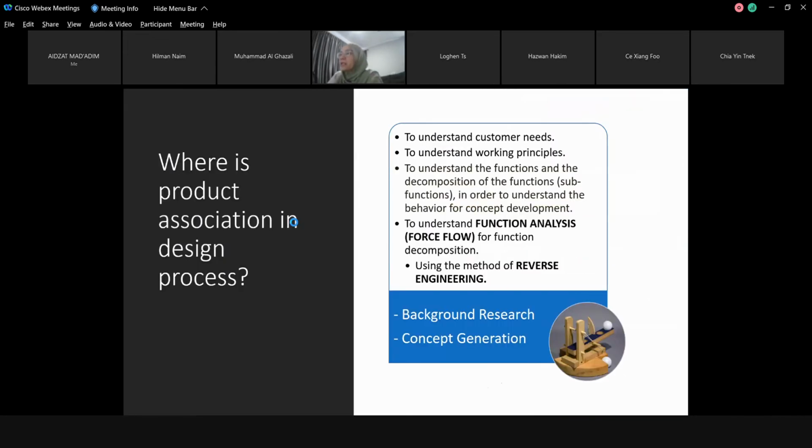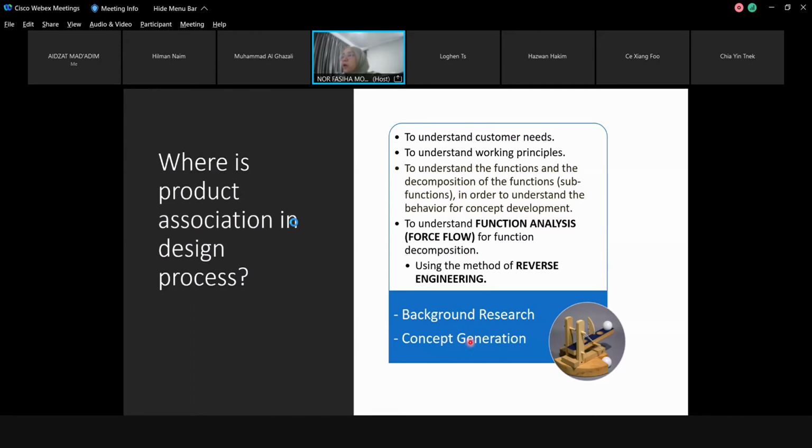Where is product association in the design process? The first one is in the background research and the second one is in concept generation. So we will use the product information in these two steps. Of course, we can understand the customer needs further and we can understand the working principles of the product. We can understand the functions and the decomposition of the functions in order to understand the behavior for concept development, because later we're going to develop the concept, the concept generation here.